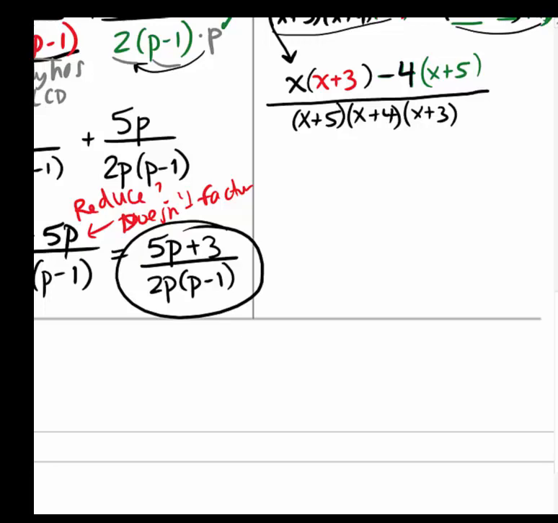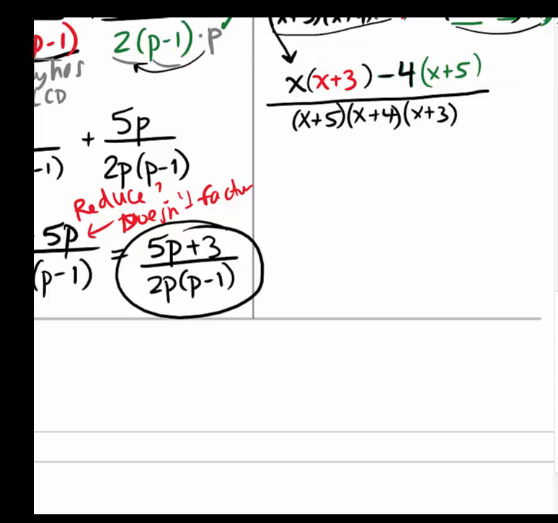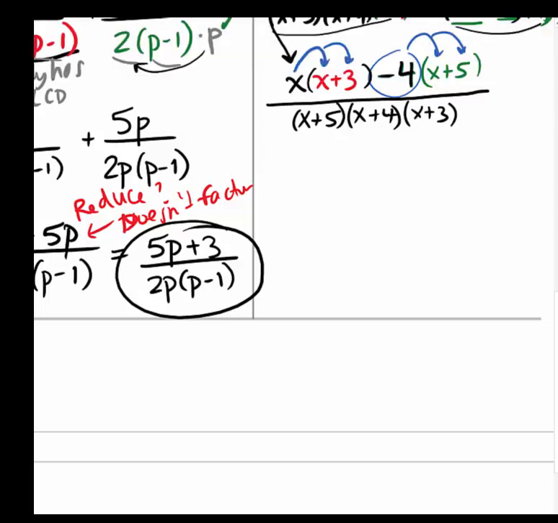Now I'm going to distribute, because if I distributed before, I might not be careful enough. So let me distribute this: x times x squared plus x times 3, 3x. And then negative 4 times x, that's negative 4x. Negative 4 times 5 is negative 20. And then all over that common denominator.